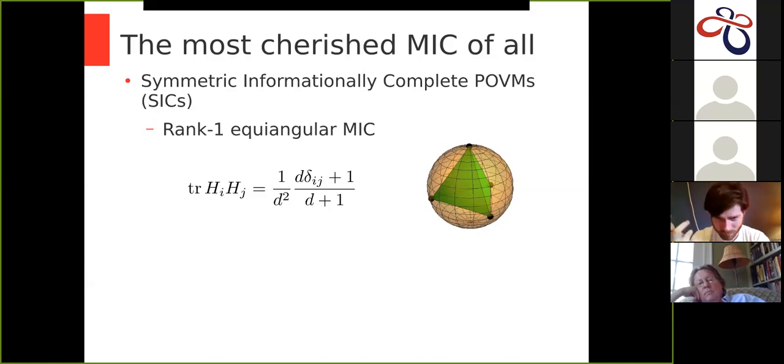Once again, in dimension two, where we can visualize things in the Bloch ball, a SIC is any regular tetrahedron that you've inscribed in the Bloch ball. So that's the set of pure states, and then the effects are rescaled by one half.